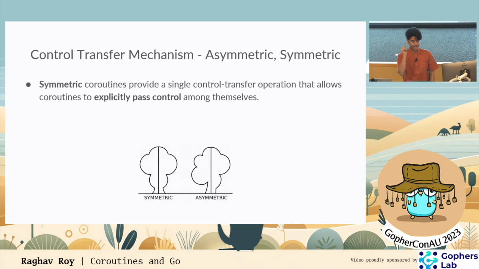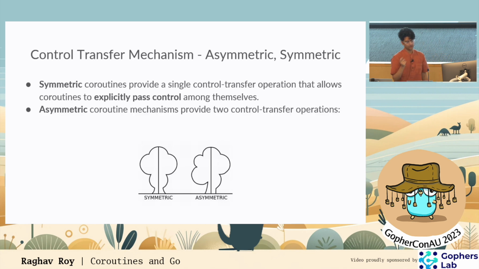Another thing, for these next few slides, I haven't added the code snippets, so you have to take me at my word, but I have added links to it, which you should definitely check out. So the first classification is the control transfer mechanism between coroutines. They can be defined in two ways. One is symmetric, which means that there is only one control transfer operation, where your coroutines explicitly pass control amongst themselves.